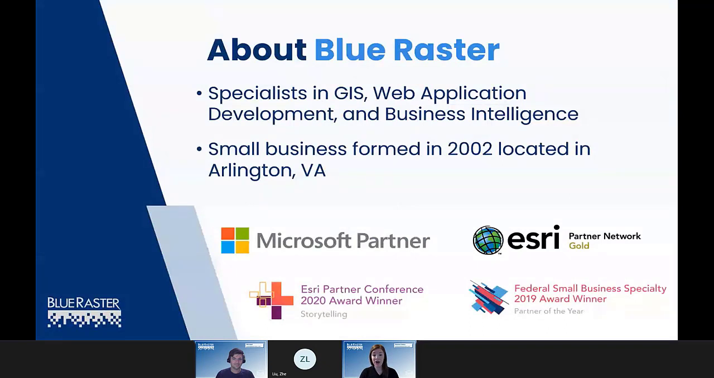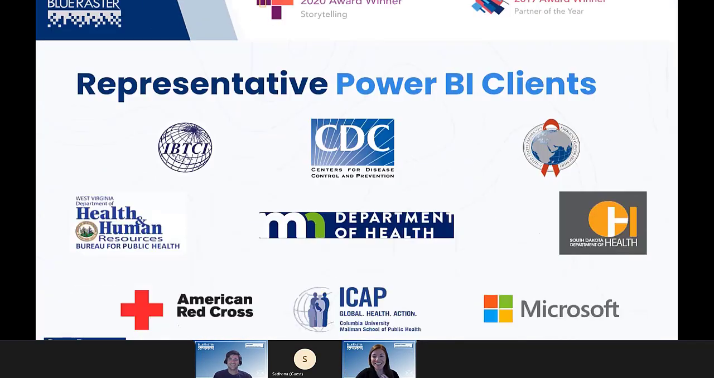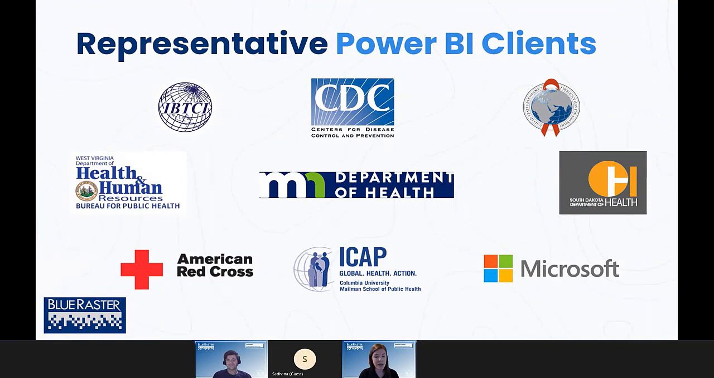So first, a quick introduction about us. Blue Raster is a small business. We are in GIS, web application development, and BI. We started in 2002, and we have our founders on the line. So thanks for joining, Mike and Steven. We are a Microsoft partner. We're also an Esri Gold partner. And we've been fortunate enough to receive a couple of awards for our storytelling and for being the small business winner in 2019.